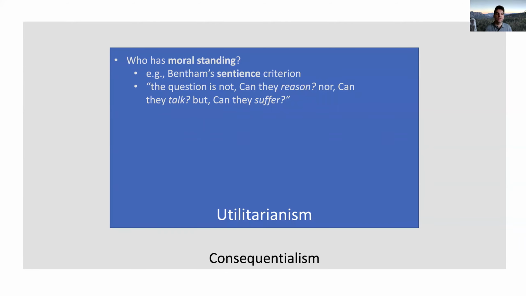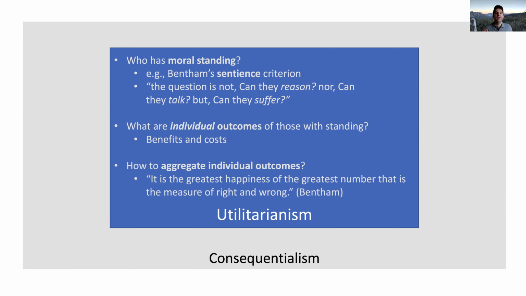So we assert some moral standing, and then we ask, what are the individual outcomes of those with standing? Those that we care about, those are the moral standing ones. For any particular action, what are the benefits and costs to those in the class that have the moral standing? And then once we are able to assess that at the individual level, how do we aggregate all that together and say, what is the social welfare?